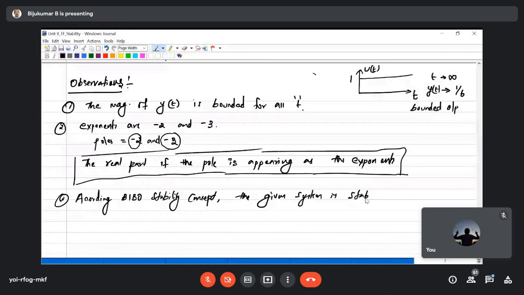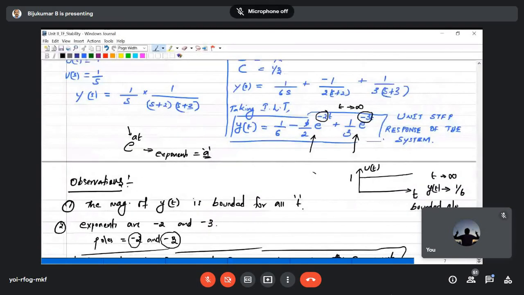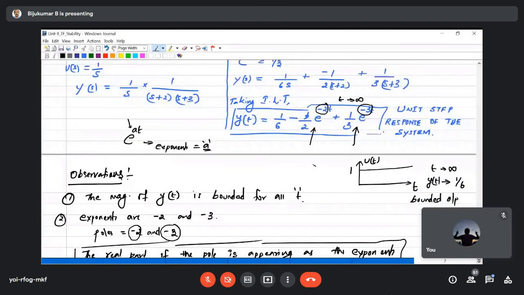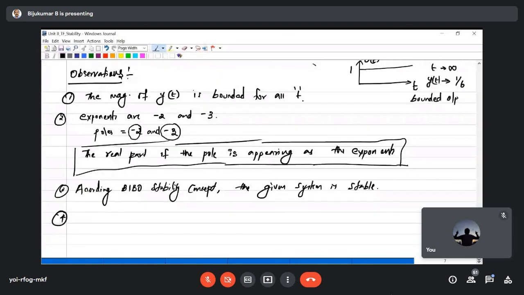Another thing I have to tell is, what is the steady state value of this system? Steady state means t tends to infinity. So when t tends to infinity, the steady state value of this system is 1/6. That means y of t at t equal to infinity is equal to 1/6. So this is called the steady state part of the system.